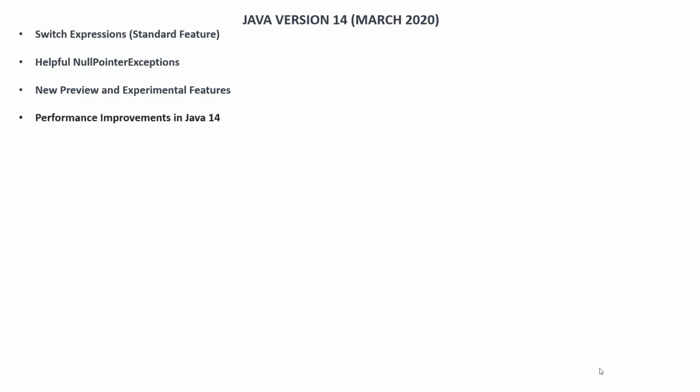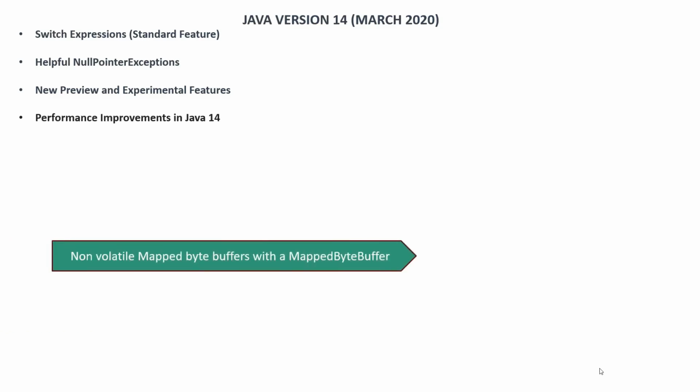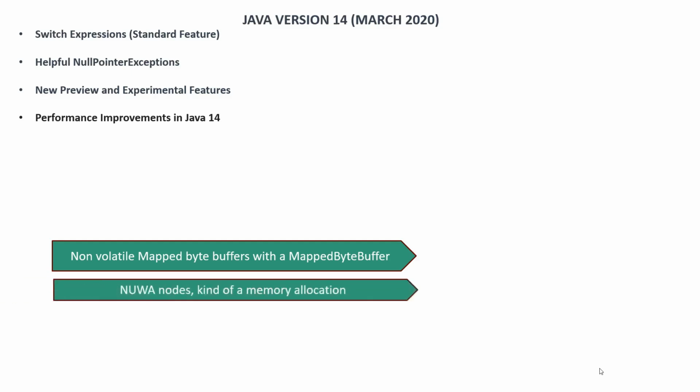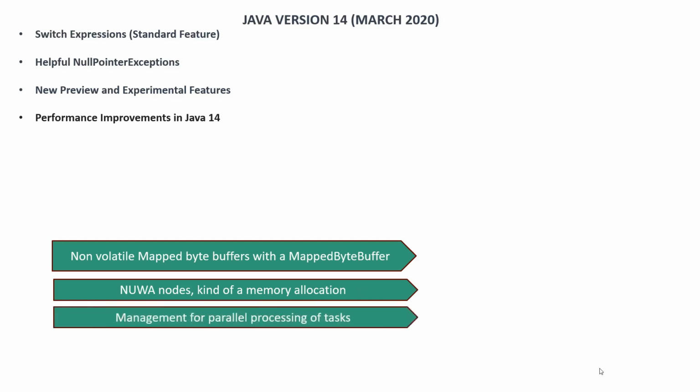Some performance improvements we got in Java 14, like a new non-volatile mapped byte buffer is added. With a mapped byte buffer, now you can map a file into a memory region to read and write it by regular memory access operations. Next, we got NUMA-aware memory allocation for the G1 garbage collector. It is available for Linux only. Next improvement is in management for parallel processing of tasks, which has been optimized, potentially leading to significant performance improvements.